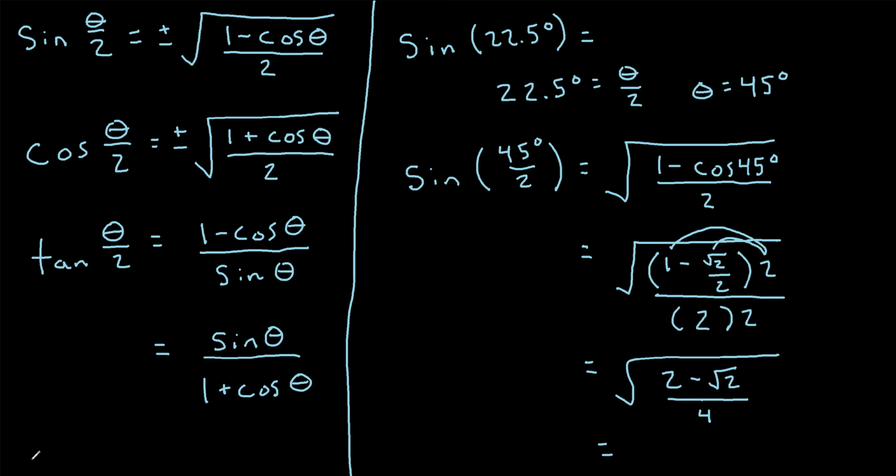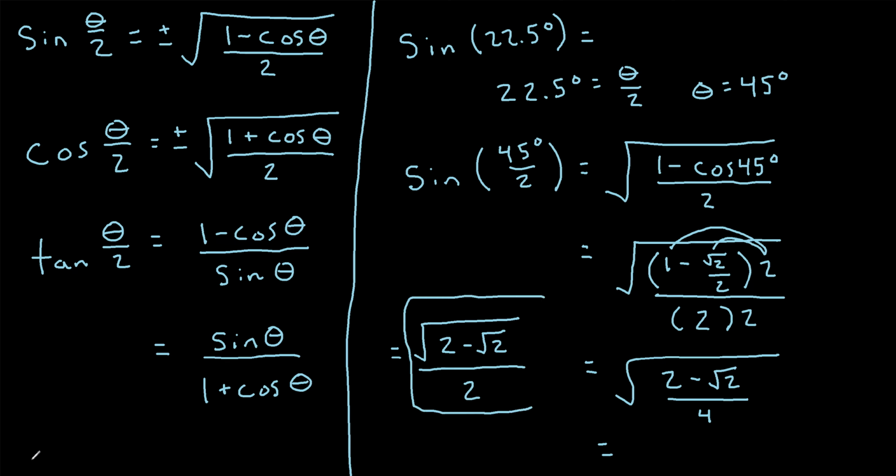So what we can write as our final answer is, let's write it over here. The square root of 2 minus root 2 all over 2. And that will be our final answer. So the sine of 22.5 degrees is the square root of 2 minus root 2 over 2.